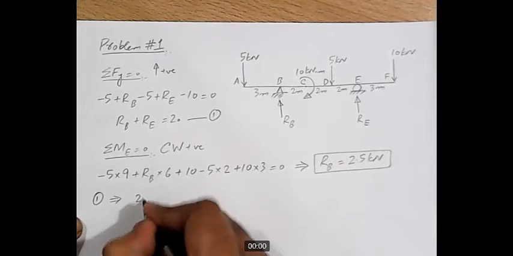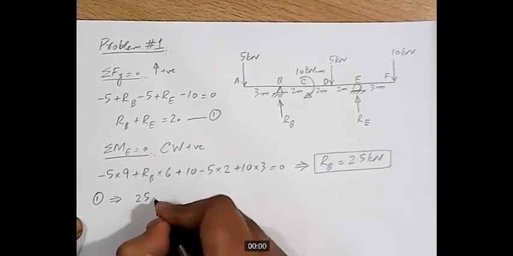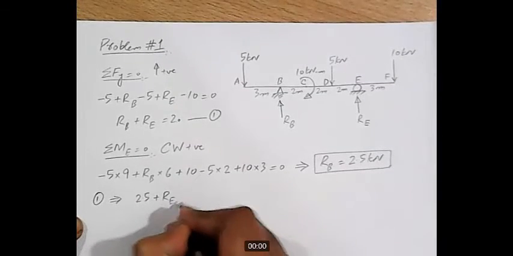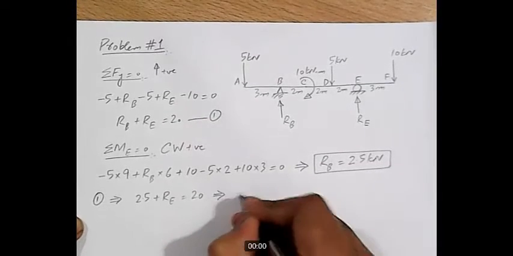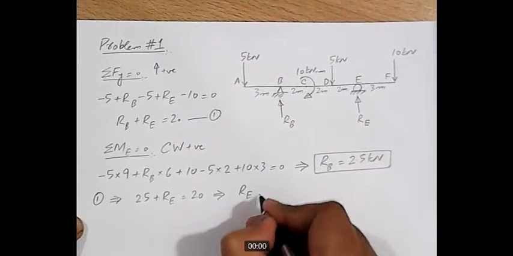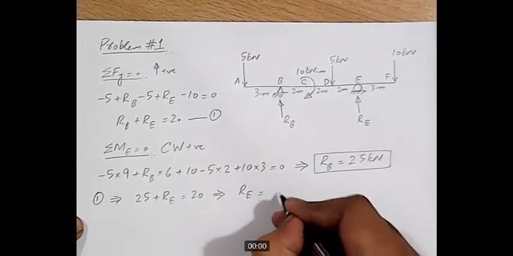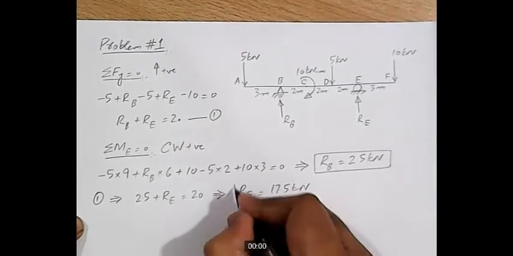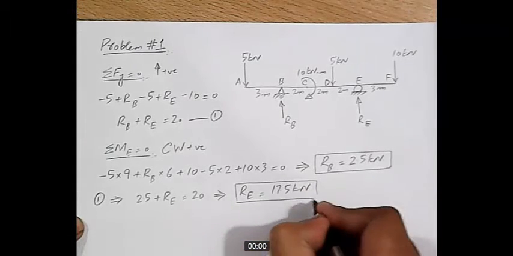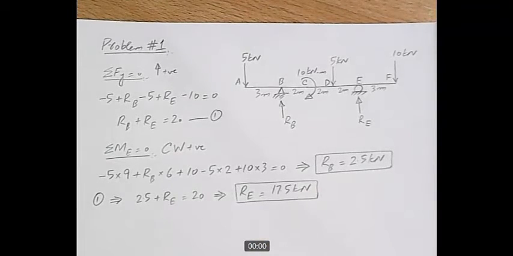So RB is 2.5. If you plug in this value in equation number 1, RB plus RE is equal to 20, and this implies RE is equal to 17.5 kilonewton.